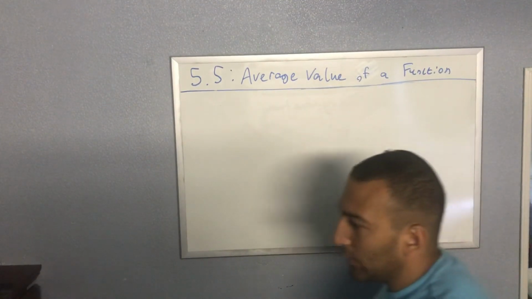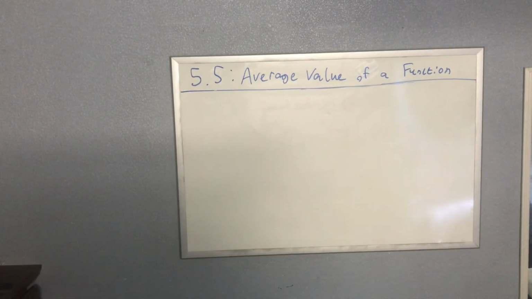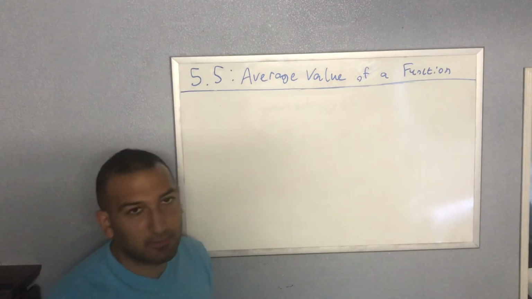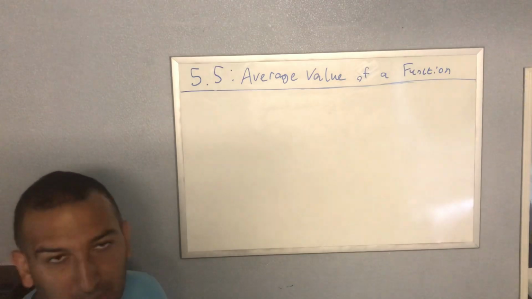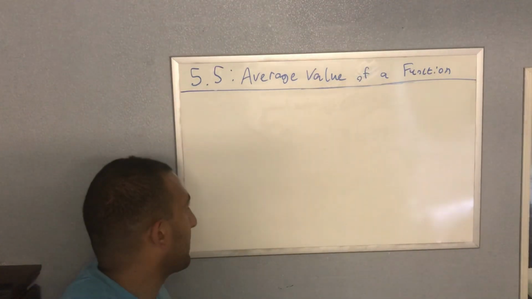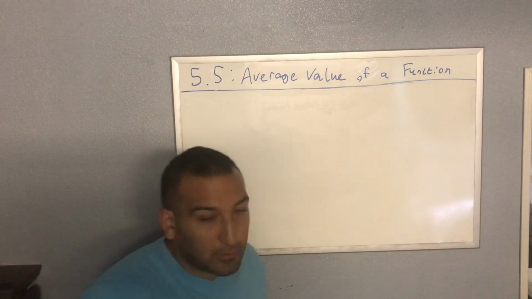Okay, so now we can jump to section 5.5, which is the average value of a function. So we're done with all the volume stuff, and we skip 5.4. At first this may seem weird, the average value of a function.